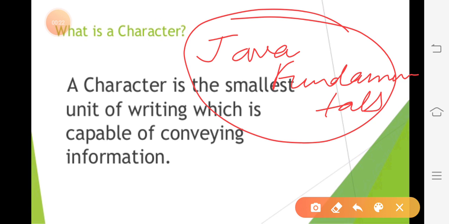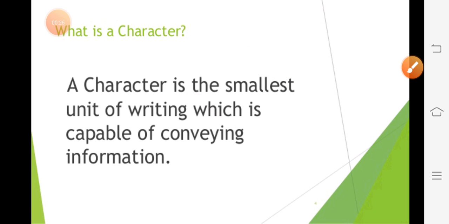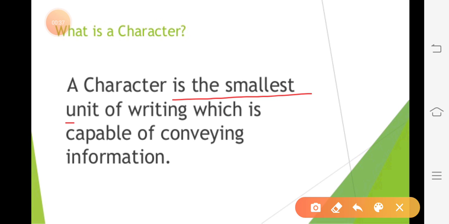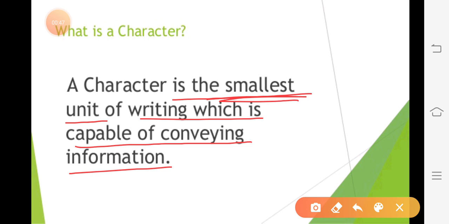program. So starting with the first one, character and character set. So what is a character? As you all know, when we write a Java program, we actually use a number of characters. A character is the smallest unit of writing which is capable of conveying some information. Clear, I hope. The definition is clear. बहुत ही सिंपल सी है कि smallest unit, सबसे छोटी से छोटी unit.